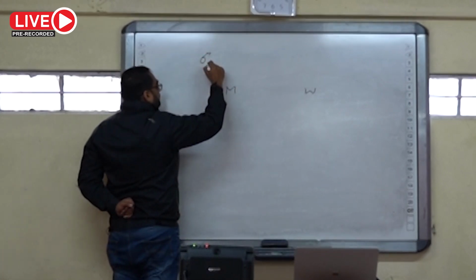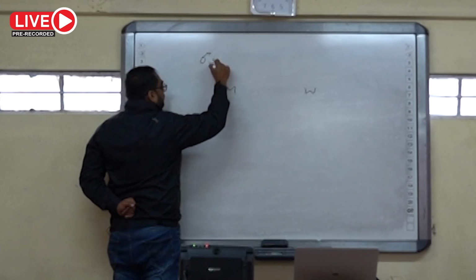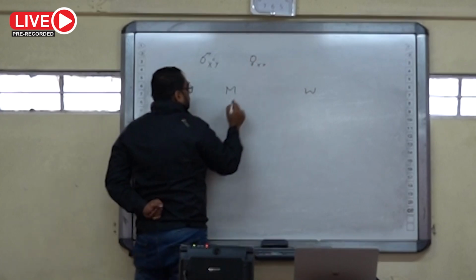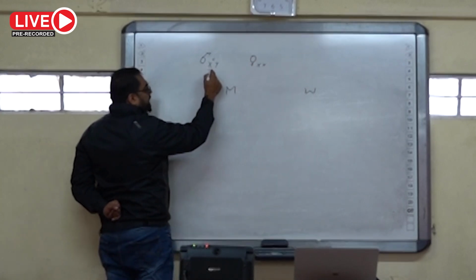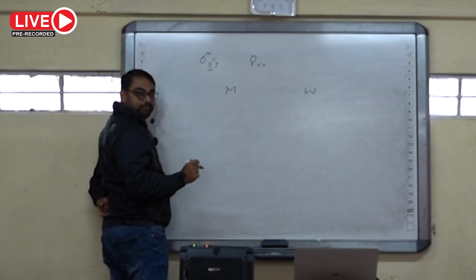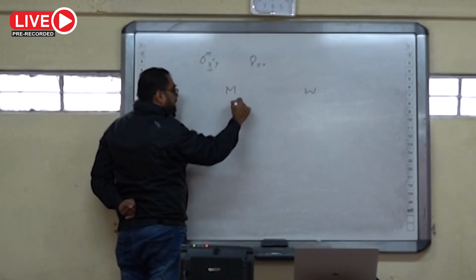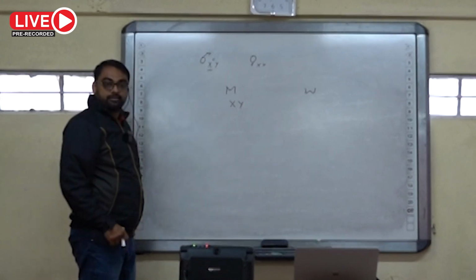This fellow's father was colorblind, so XcY. Mother was normal, XX. So this fellow will not get the X chromosome from father. Both the X chromosomes of the mother are normal. So he will be normal, not colorblind.